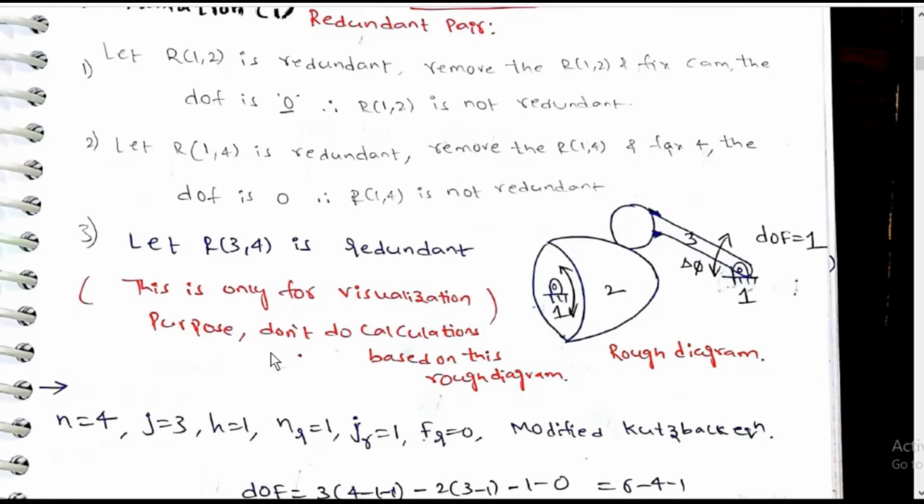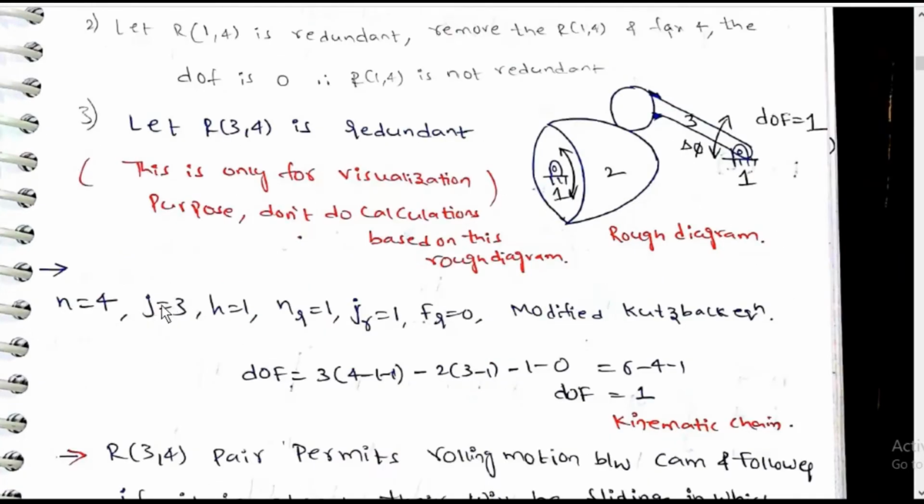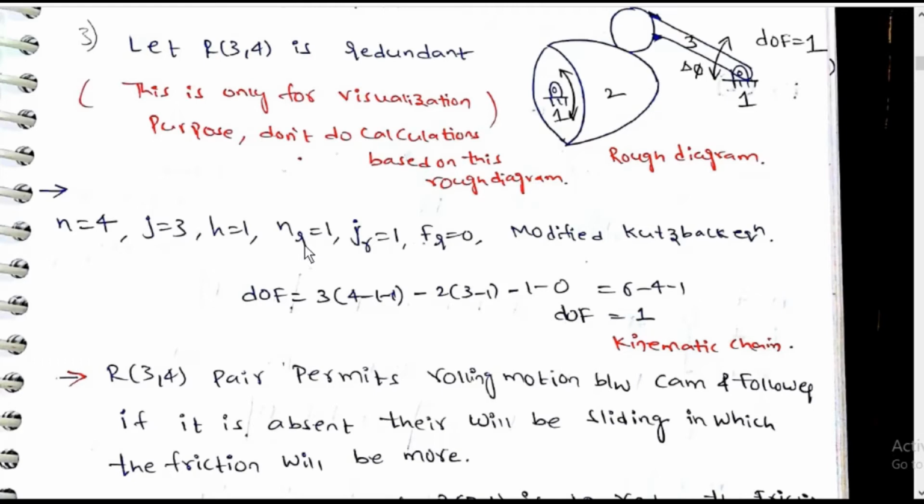This is only for visualization purpose. Don't do calculations based on this rough diagram. Okay, degrees of freedom equal to 1. Either we can take NR is equal to 1, JR is equal to 1, FR is equal to 0. Modified Kutzbach equation: 3 into (4 minus 1 minus 1) minus 2 into (3 minus 1 minus 1) minus 0 is equal to 6 minus 4 minus 1, degrees of freedom is equal to 1.